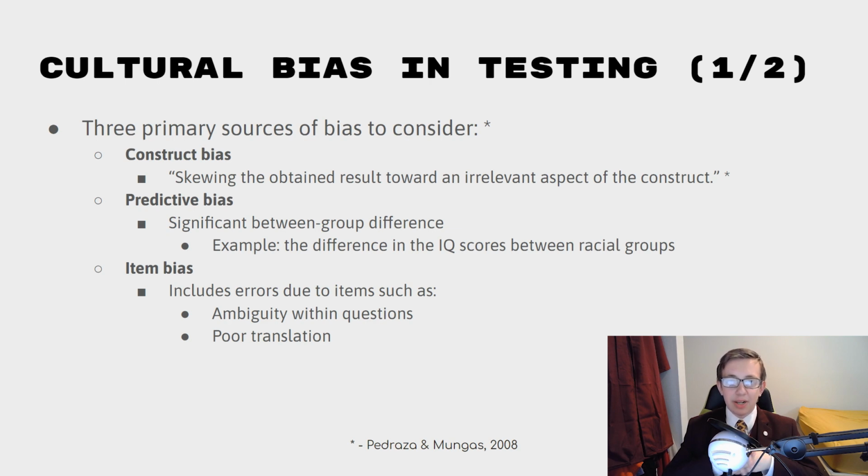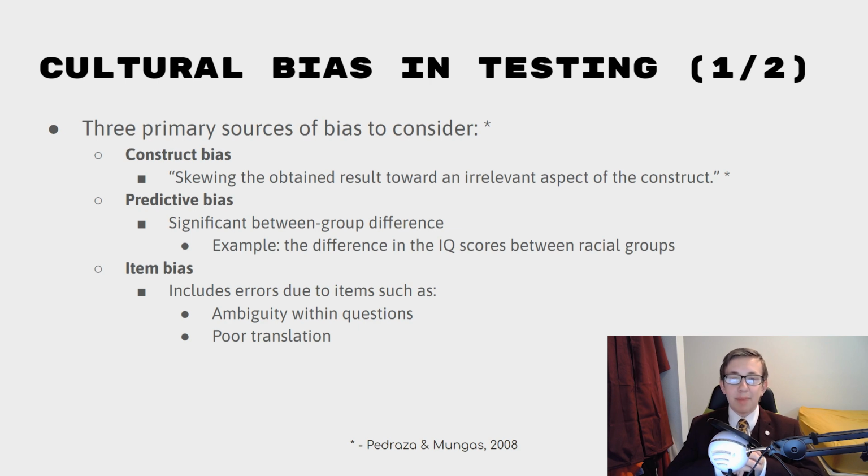And whenever they looked into it, it turns out that the Spanish word for loyalty had sexual faithfulness connotations behind it. So that's an example of skewing the result of a question towards an irrelevant aspect. Predictive bias is when there's a significant between-group difference. So think of it like the IQ difference between white participants and black participants. That's not necessarily a good indicator of intellectual deficiencies in one group or the other. It's an example of bias that exists when one group is consistently scoring lower than the other.